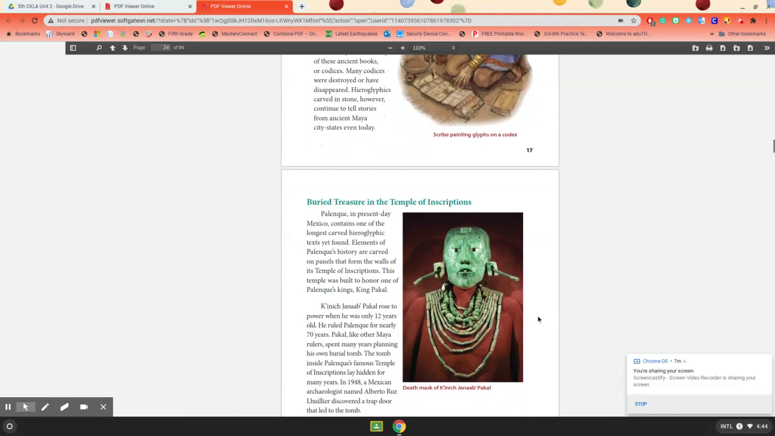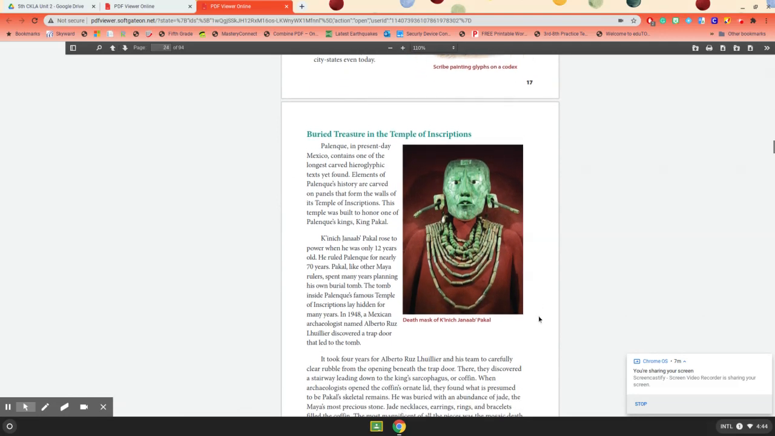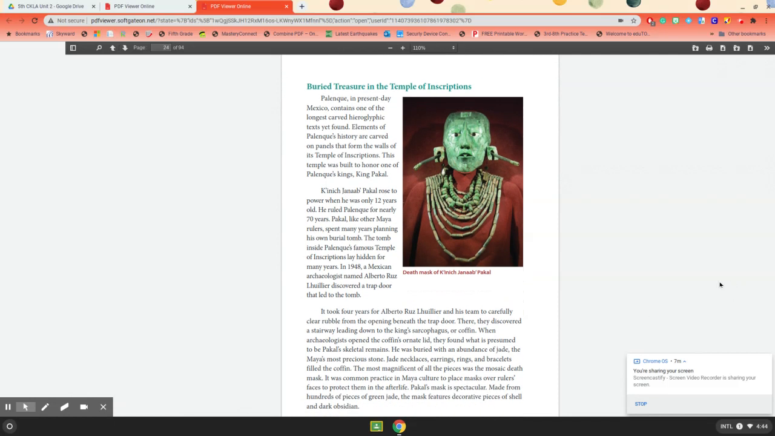Buried treasures in the temple of inscription.